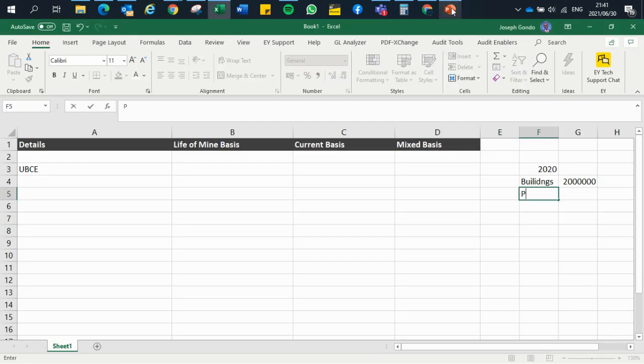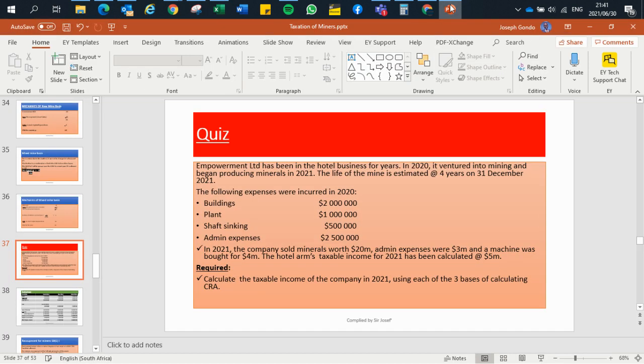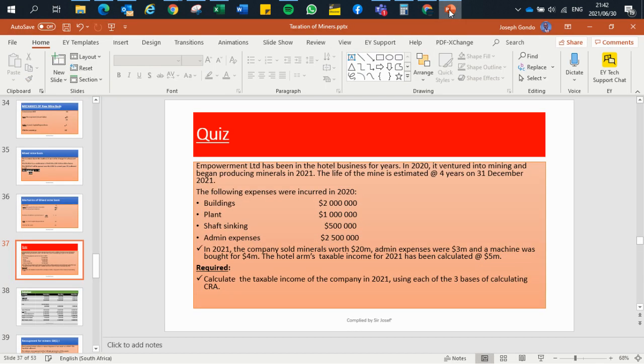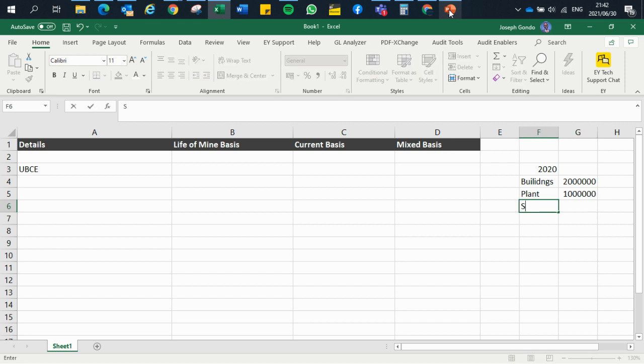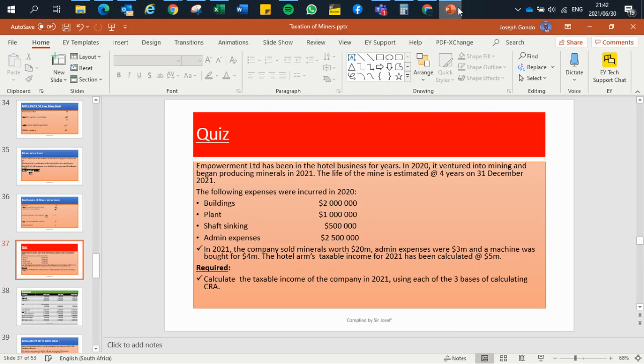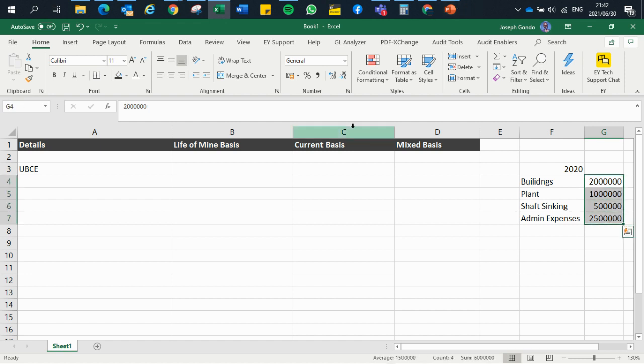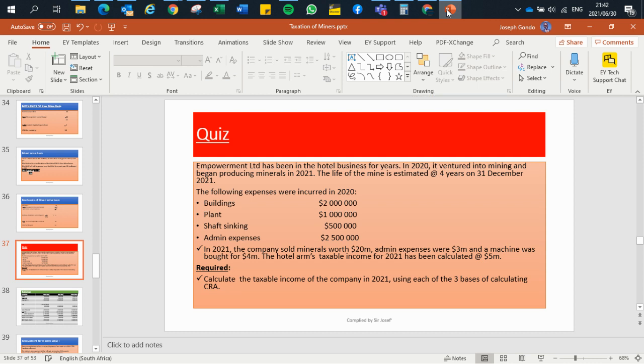In 2020, we had buildings, then we had plant, which is 1 million. Then we also had shaft sinking, which was 500. Then we have admin expenses. These were all incurred in 2020. So even if they are not really capital in nature, we deem them to be capital in nature for mining purposes, these admin expenses. So that's what we have here, 2.5.